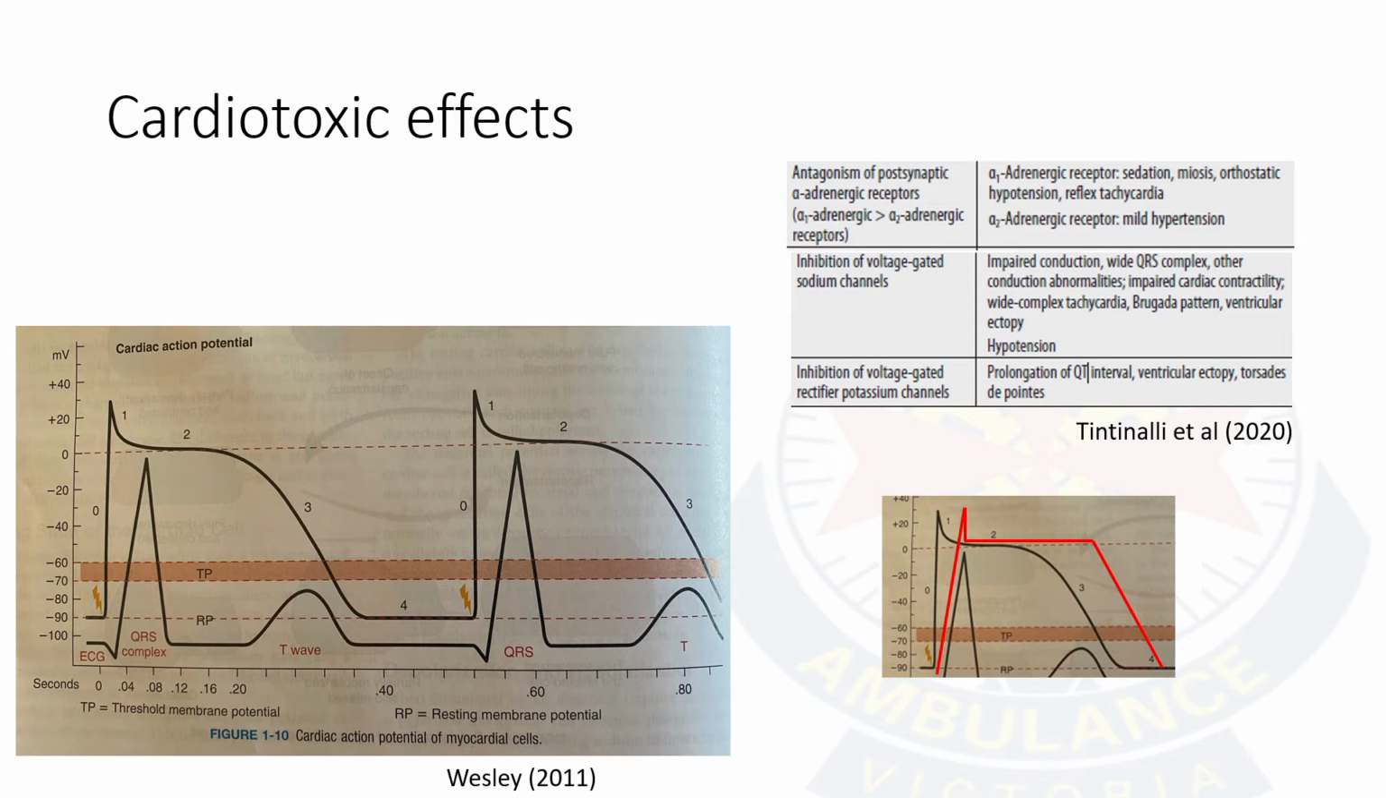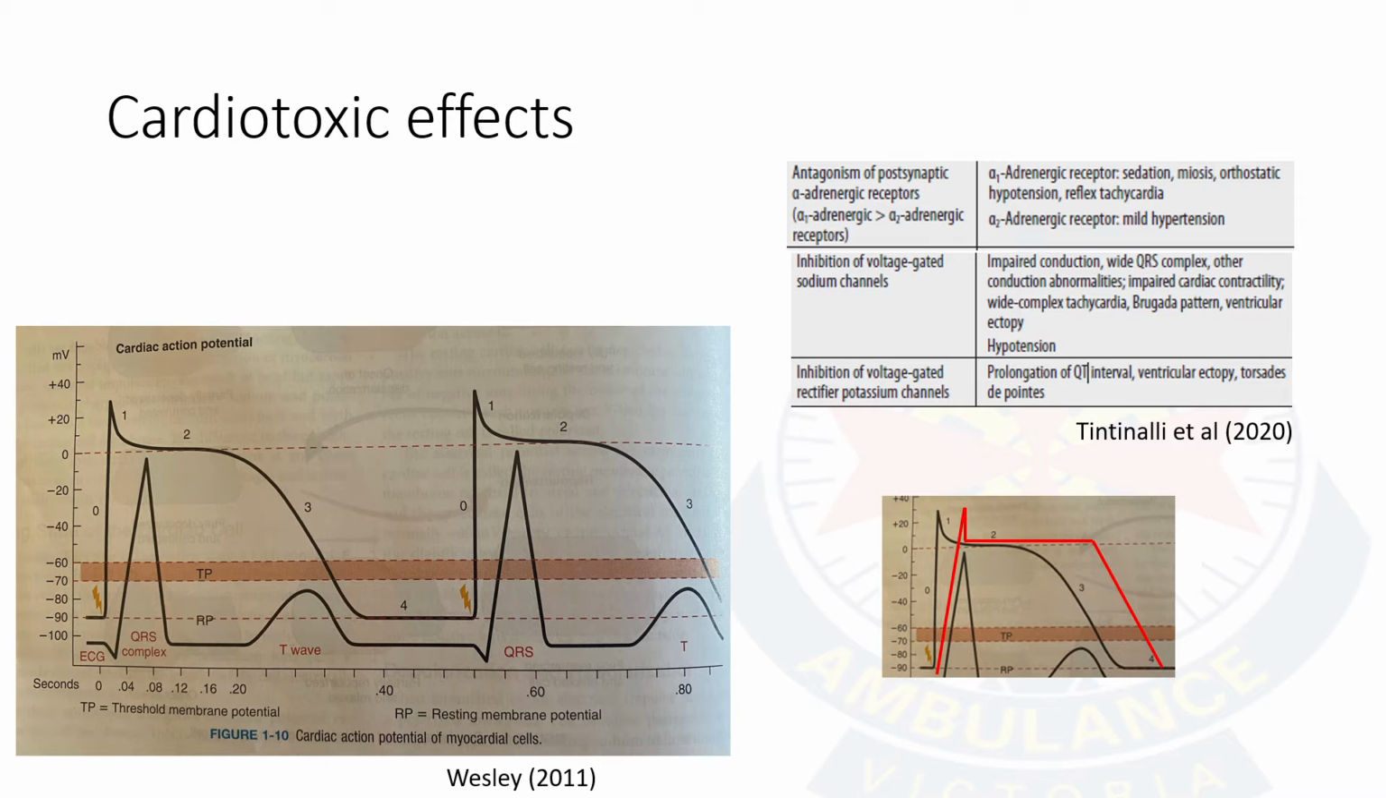Cardiotoxic effects are where tricyclic overdose gets severe. We've already seen that anticholinergic properties cause tachycardia, but tricyclics also cause vasodilation due to alpha-adrenergic receptor antagonist properties, and due to its sodium channel blocker properties, it affects ventricular contraction, which can be seen on the ECG as a widening of the QRS complex.